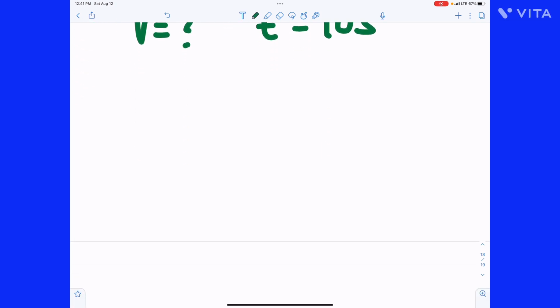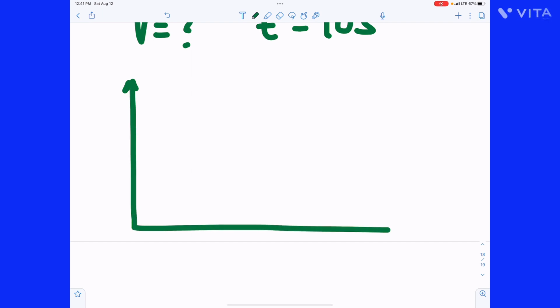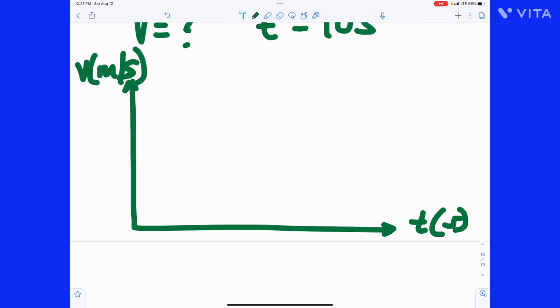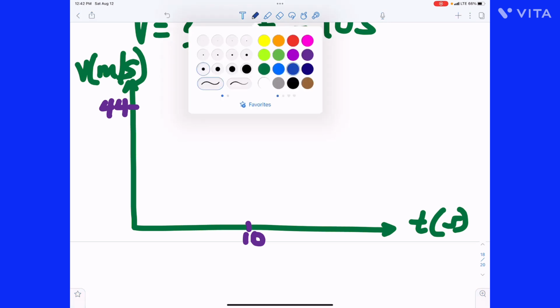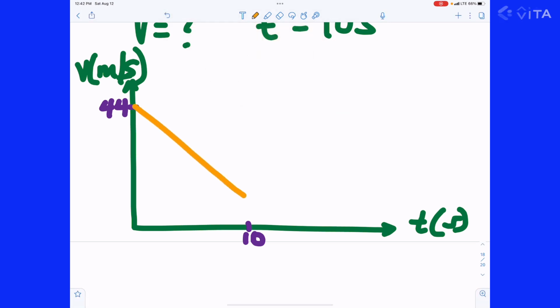First of all, let me draw a graph that helps us see the motion in one piece. Time in seconds. Velocity in meters per second. So the train's initial velocity was 44. What will be its velocity after 10 seconds? So let 10 be there. Definitely, one thing I know for sure is that it's going to slow down. The train will slow down. It's not going to increase in velocity. Its velocity will decrease.